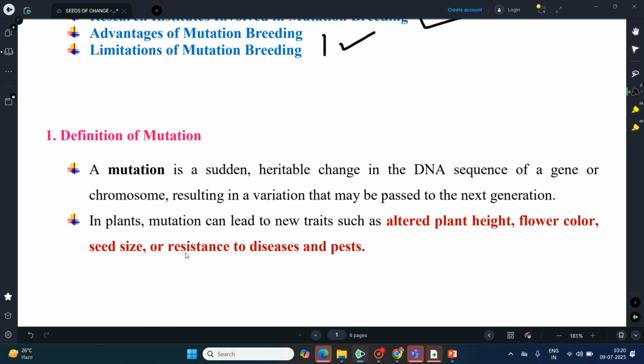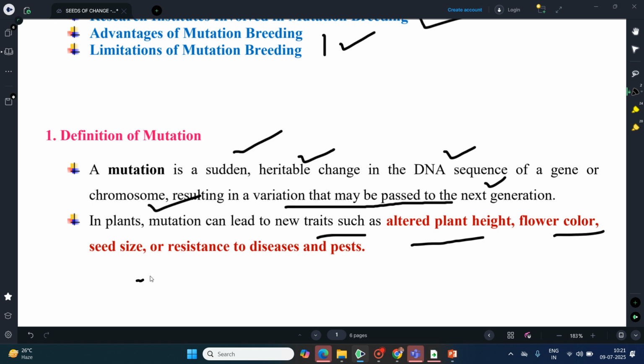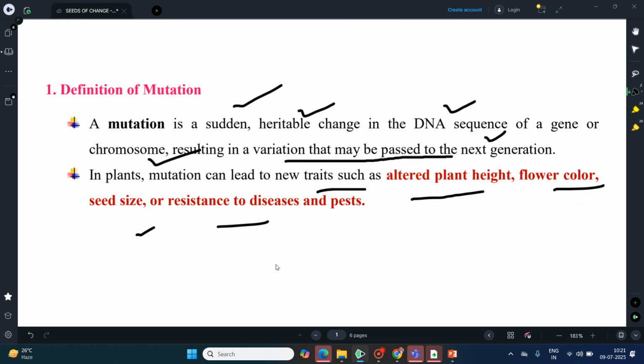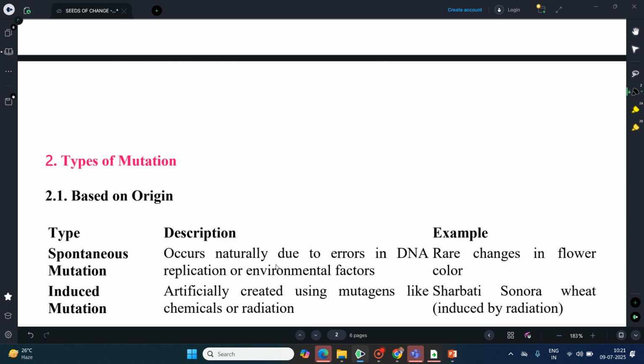First one is definition. Definition is nothing but the sudden and heritable change in DNA sequence of a gene or chromosome, resulting in variation that may be passed into the next generation. In plants, mutation can lead to new characters like altered plant height, flower color, seed size, resistance to diseases and pests. These are all the changes that we face in mutation.